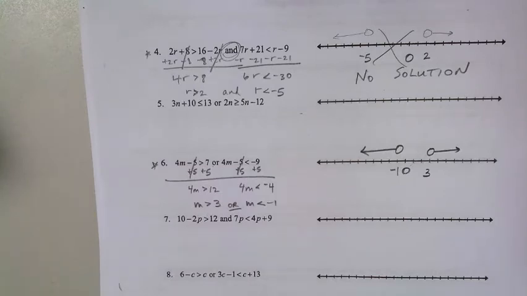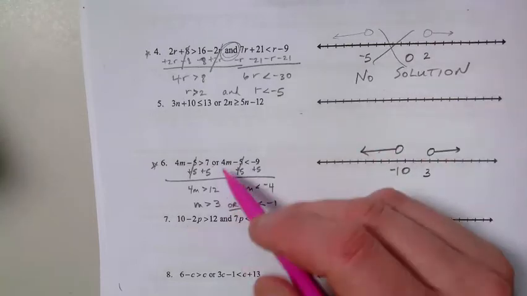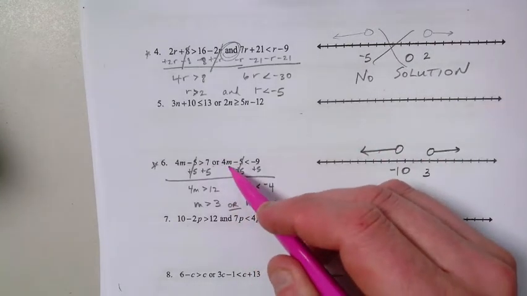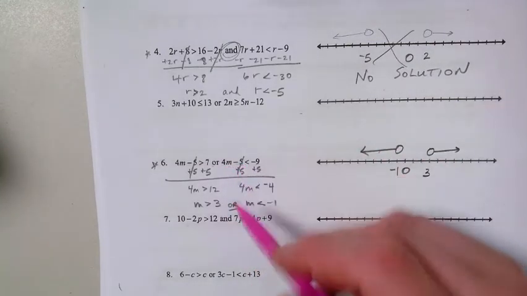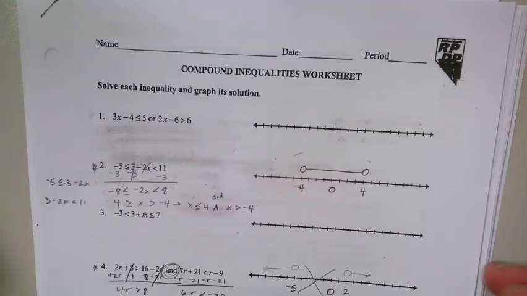So again, we can check this other one just to make sure. I can make negative 20. 4 times negative 20 is negative 80. Minus 5, negative 85. Is that less than negative 9? It is. Check. I don't even have to go on to the other one because I know it met that requirement there. Okay? All right, just a couple more we're going to take a look at.